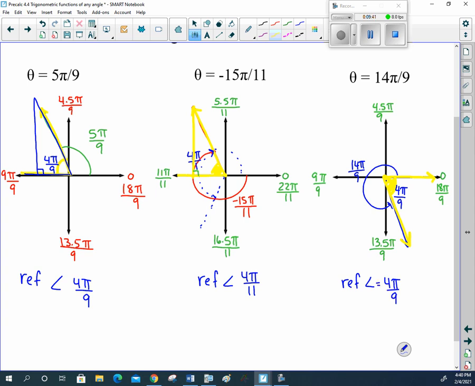Okay, and then we're supposed to draw in the reference triangle. So remember, your reference triangle always has to have your reference angle at the origin. And then you're just going to go perpendicular to the x-axis. And there's your right angle, so that's your reference triangle.